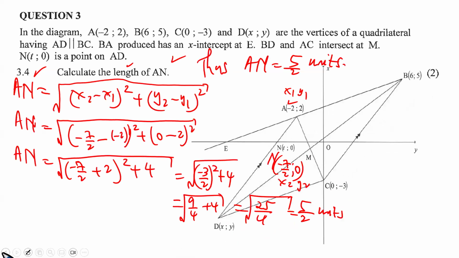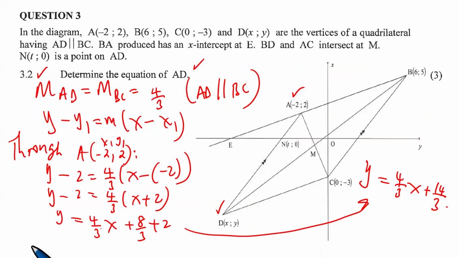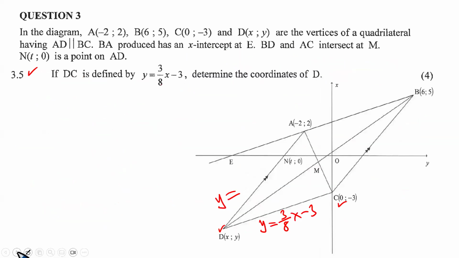So there are a couple of ways to do this one. What is the equation of the line AD? In 3.2, we're asked to find the equation of the line AD. The equation of the line AD is y equals 4/3 x plus 14/3. We take that one and we use it there. So now it is 4/3 x plus 14/3, and this gives us the equation of the line AD.